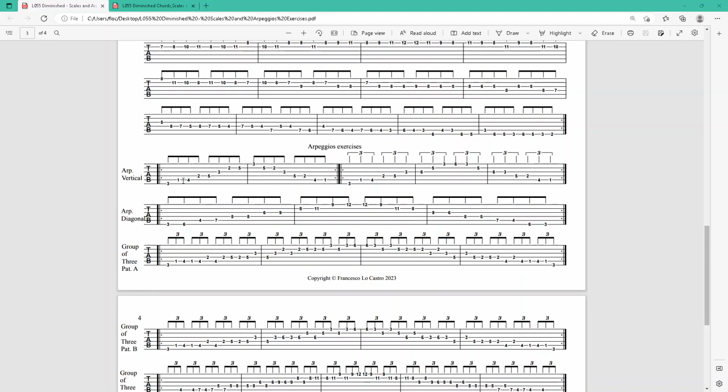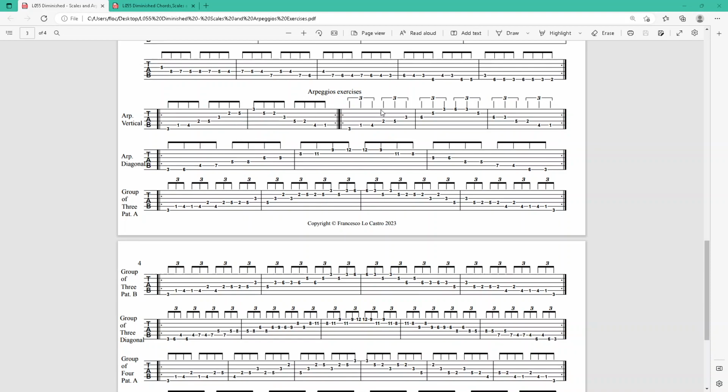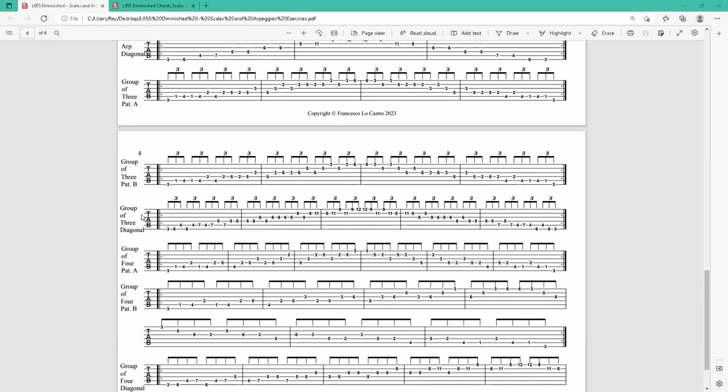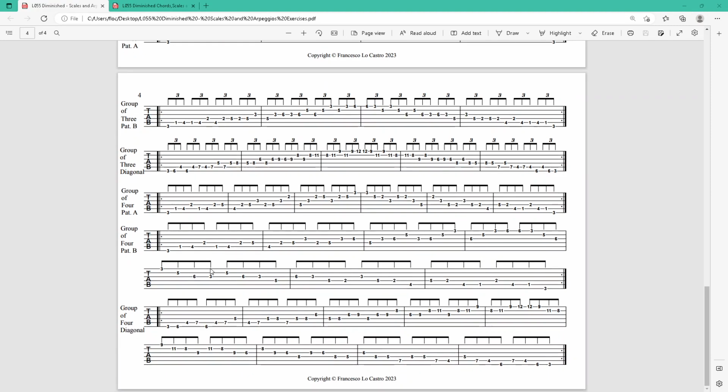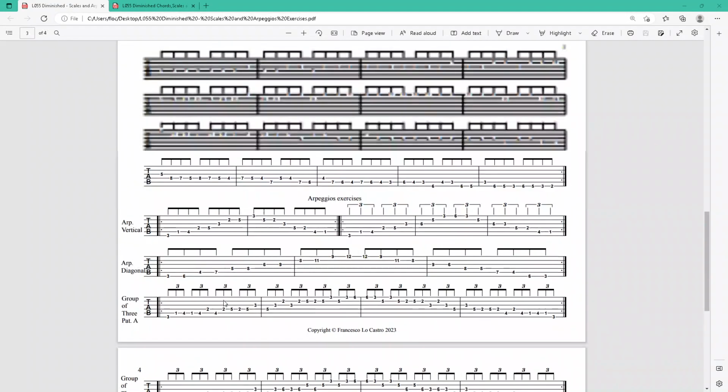Now we move to the arpeggio exercises. These are the different fingerings for the same type of arpeggio. Again, I'm going to show you on the guitar. Let's call these A and B, and this is the diagonal version of the arpeggio. Now we have groups of 3 applied to these fingerings, and groups of 3 on the diagonal, obviously. Then groups of 4 applied to the A arpeggio, groups of 4 applied to the B arpeggio, and groups of 4 applied to the diagonal version.